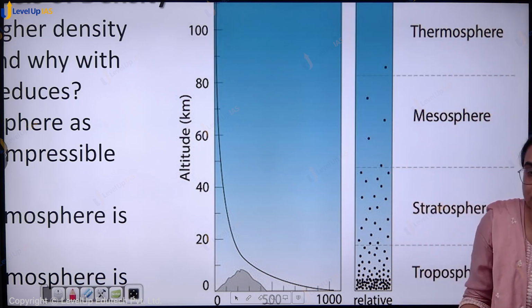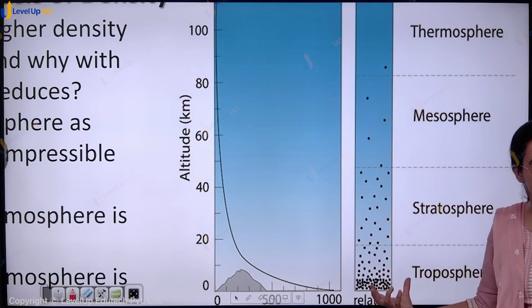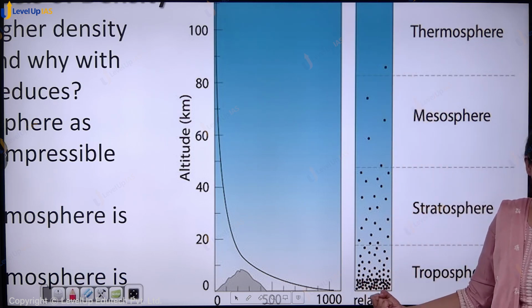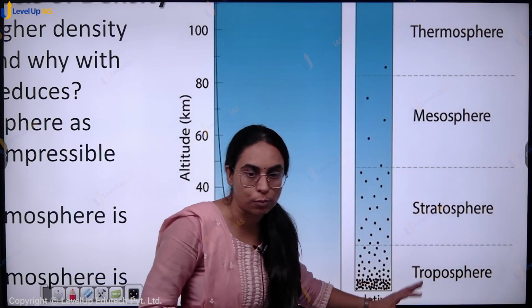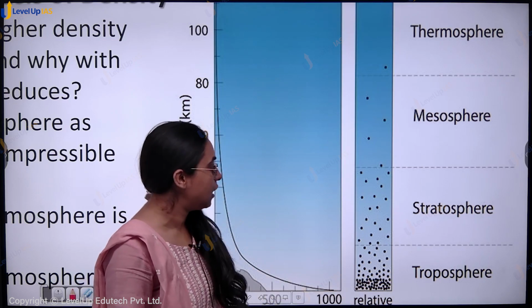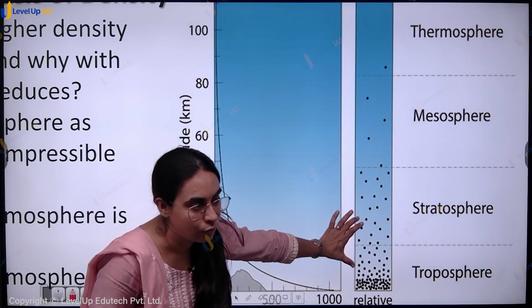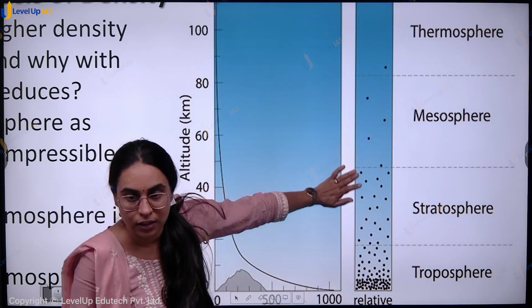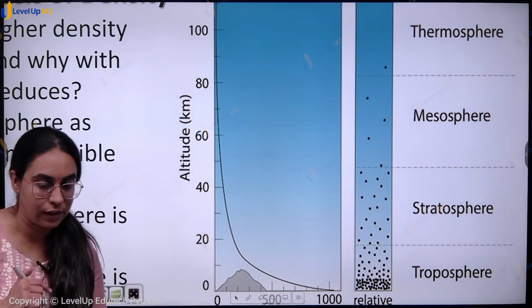Which has the most density if I ask you: troposphere, mesosphere, stratosphere, thermosphere? Troposphere. This is on the basis of density. I'm not writing troposphere here, I'm just making you understand that on the basis of density, much of the atmosphere is within 15 kilometers, 50 kilometers and 80 kilometers. Okay, so first one, the atmospheric layering.